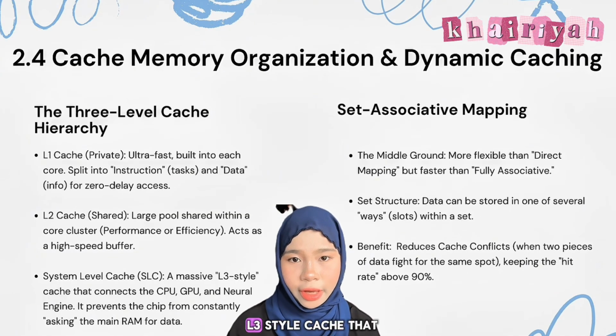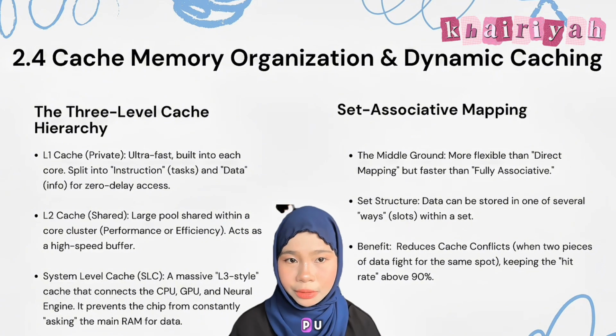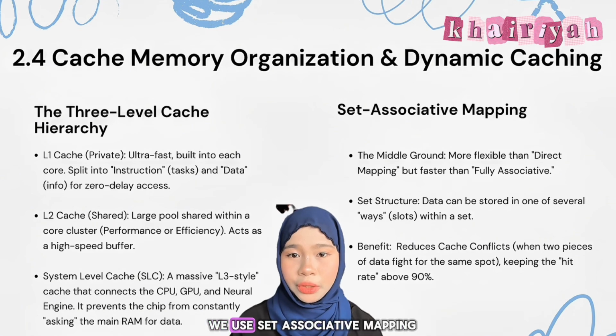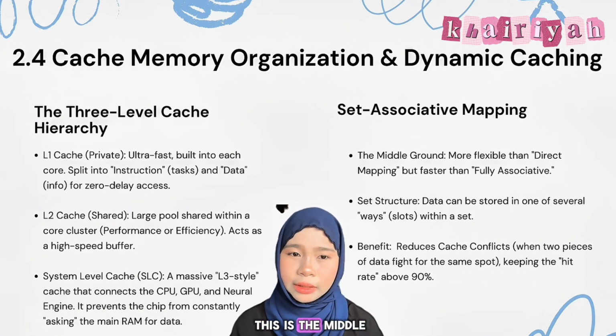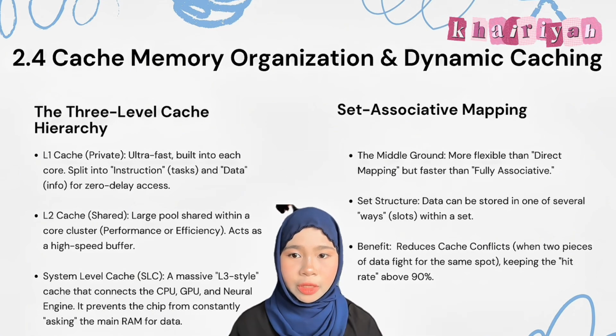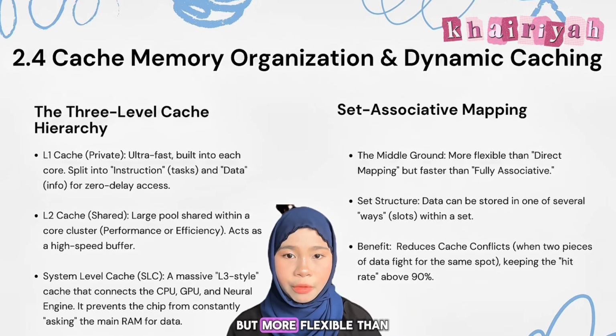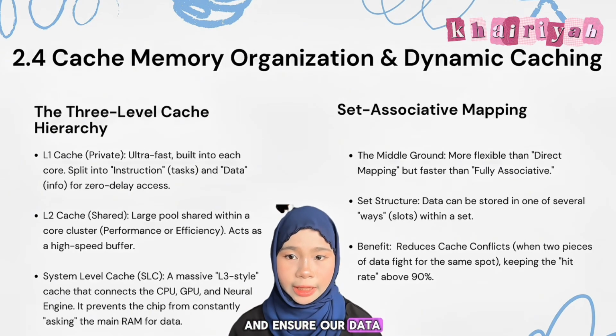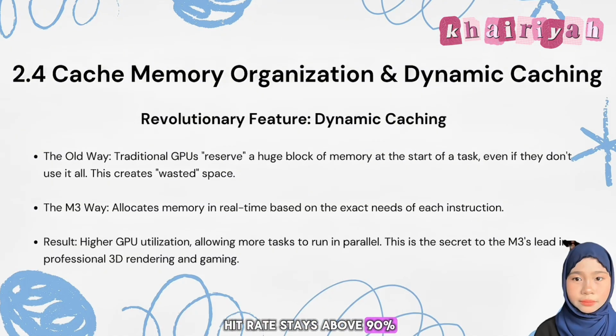This is a massive L3-style cache that connects the CPU, GPU, and neural engine together. To keep this efficient, we use set associative mapping. This is the middle ground of memory organization, faster than fully associative, but more flexible than direct mapping. It reduces cache conflicts and ensures our data hit rate stays above 90%.